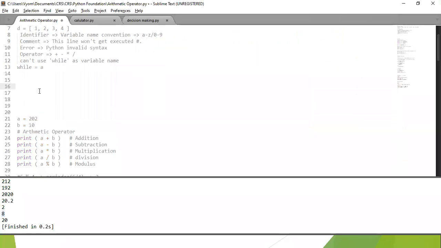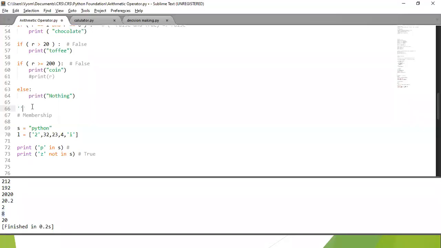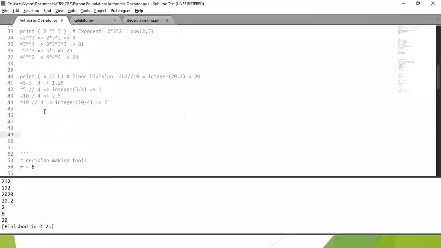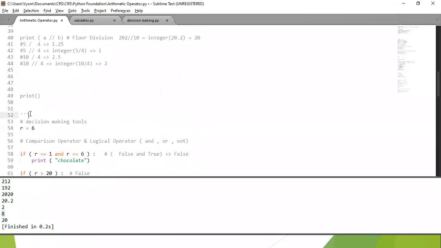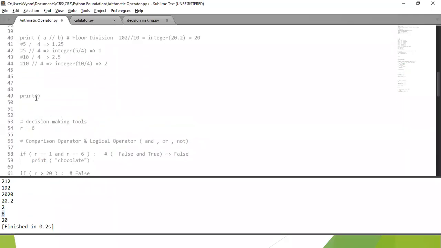Let me remove this and yeah, till this point, and this one till here. So we'll try to understand these operators, and then we'll get into decision making. Along with these operators itself, we'll also cover decision making, so that we don't have to spend too much time on other things. Okay, let me comment this for a second. Fine.